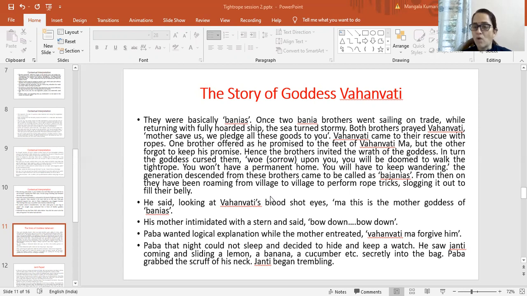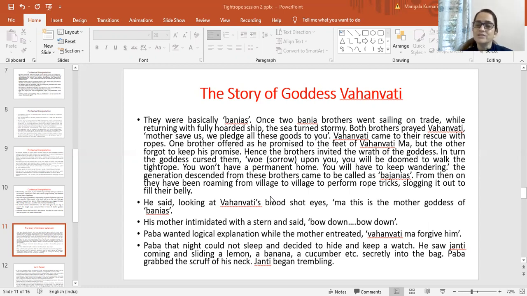So they are doomed to walk on the tightrope. The generation descended from these two brothers came to be called as Bajanias. From then on, they have been roaming from one village to the other, performing rope tricks, tightrope tricks, slogging it out to fill their belly. Okay, to earn the money, to fill their stomach, they have to perform rope tricks on the street. This is the curse by Vahanvati goddess.